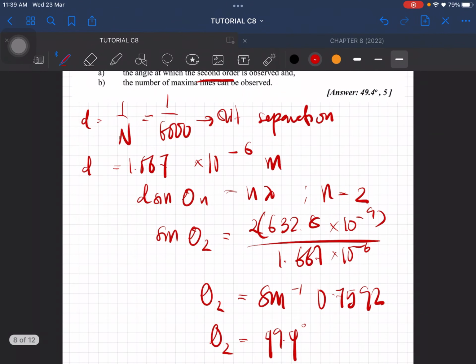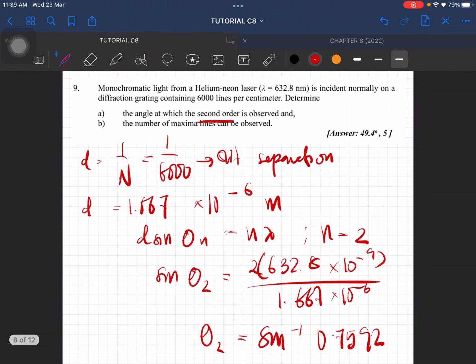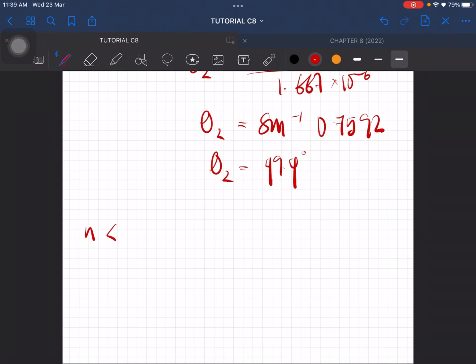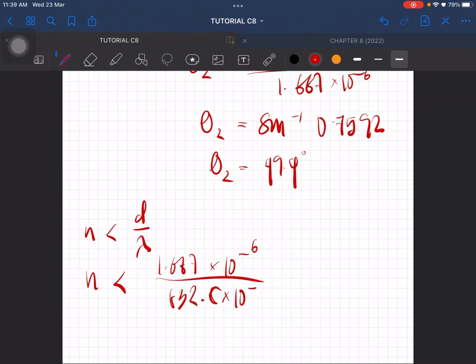And then question B asks us to calculate the number of maxima lines that can be observed. Maxima lines means it is trying to calculate how many bright fringes we can observe on the screen. For this one, we are going to use n less than d over lambda. So it's going to be 1.667 times 10 to the negative 6 over the wavelength, and you should get 2.63. So n is less than 2.